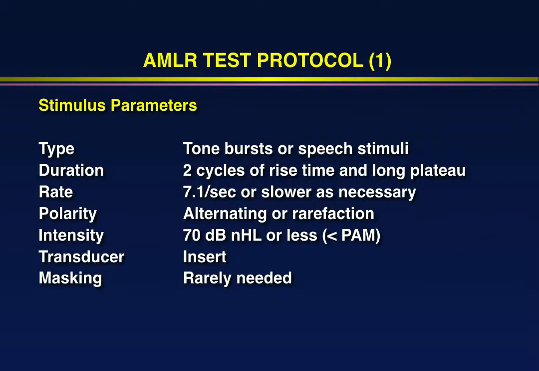Protocol, very quickly: you take your ABR system and you modify it. There's no such thing as an AMLR system. You use tone bursts now instead of clicks, or you could use speech stimuli. Use longer durations and much slower rates. Sometimes I'll use a rate of 2 or 3 per second for the middle latency. Polarity doesn't make any difference. Intensity, you want to stay away from the high intensities because that's where you're more likely to record post-auricular muscle artifact.